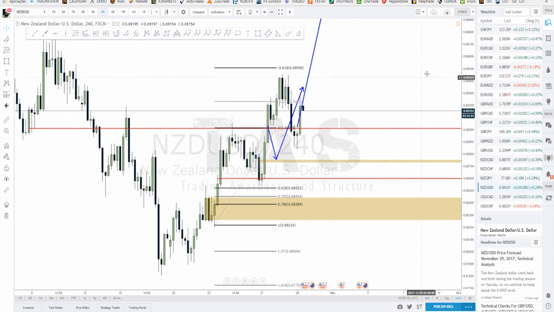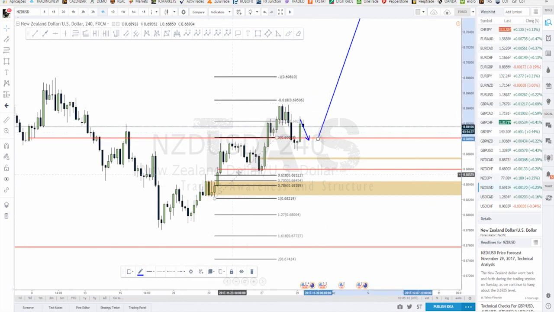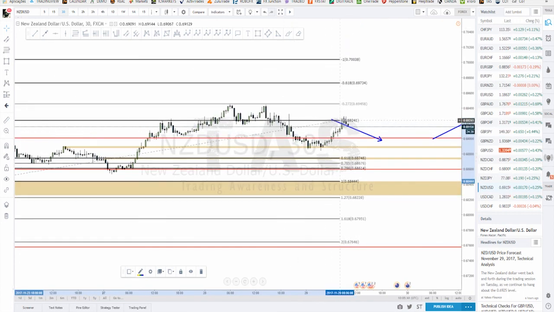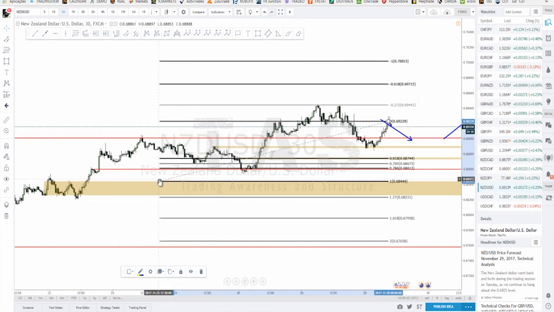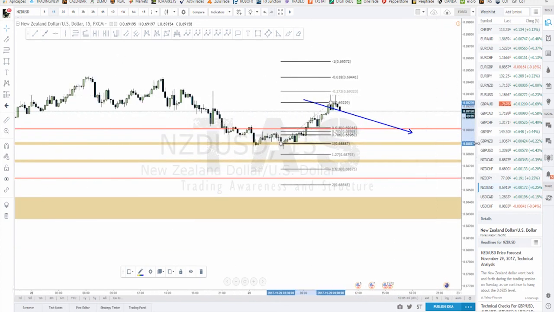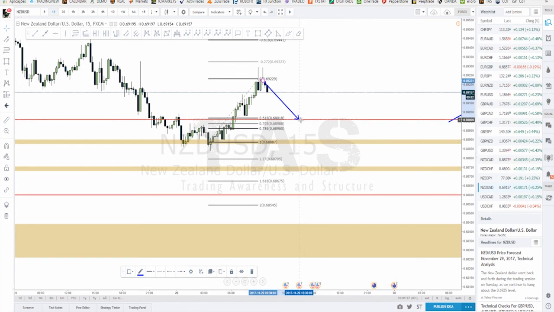Let's see. That would mean it broke this high, came back. Now that would mean that it would do something like this. Let's see on a lower time frame. The level was there and here. Could come down. Could come down to this breaker here.